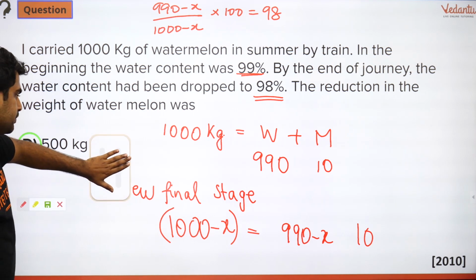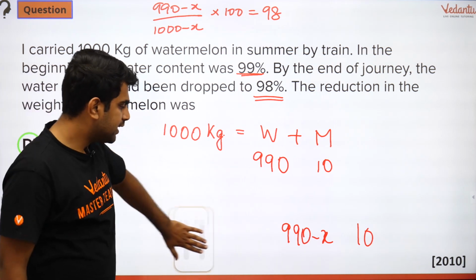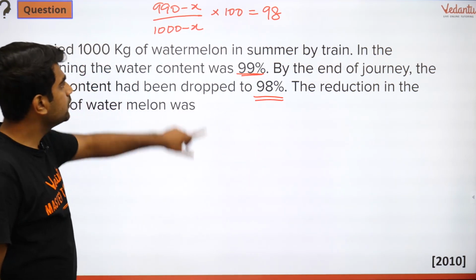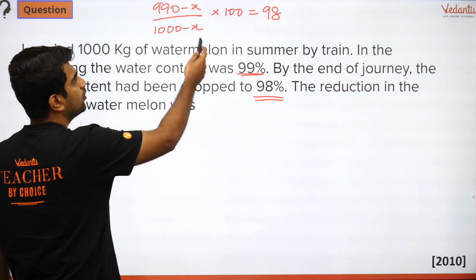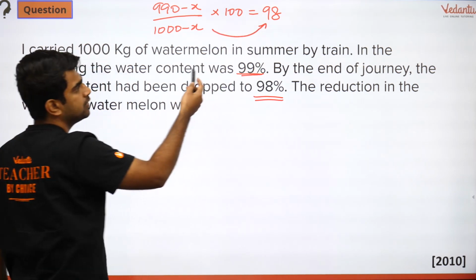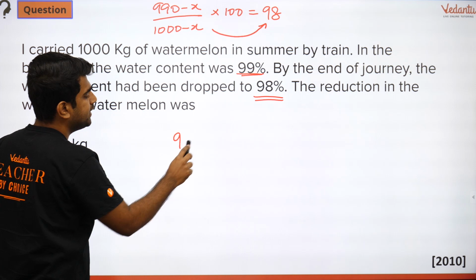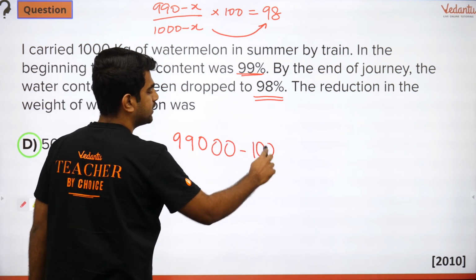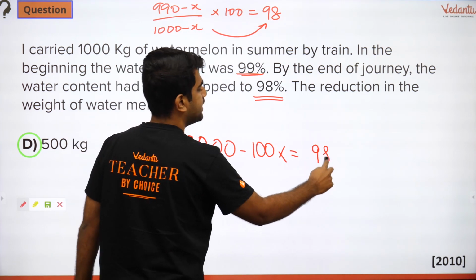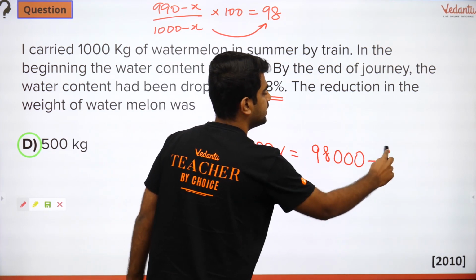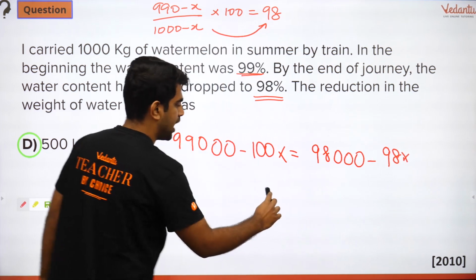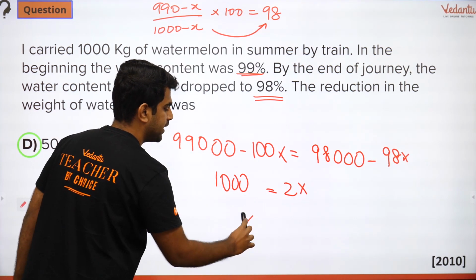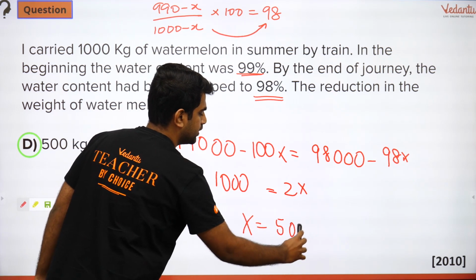Okay. So let me erase it so that I will solve it completely and get the answer for all of you. So what do we have here? Let me take this to the right hand side. So you will get 99,000 minus 100x is equal to 98,000 minus 98x. So I will get 1000 is equal to 2x. So x is equal to 500.